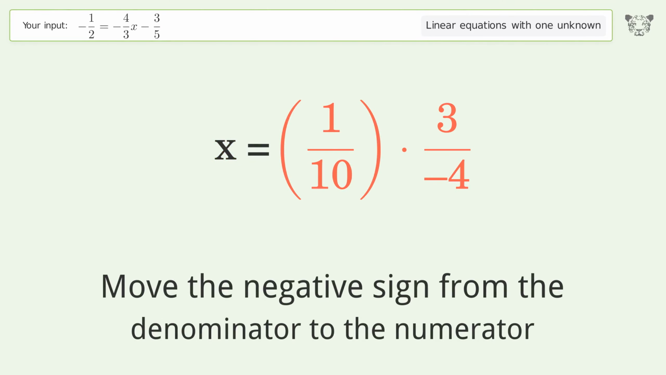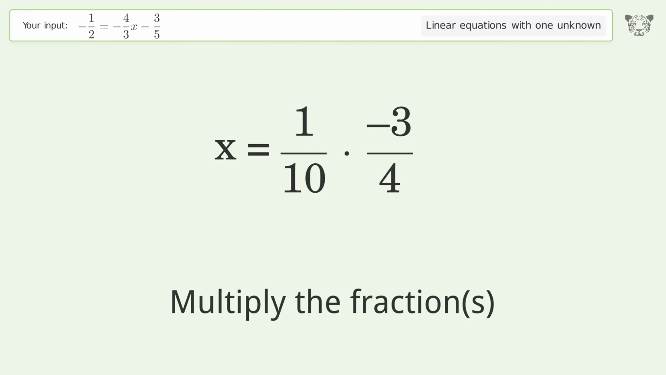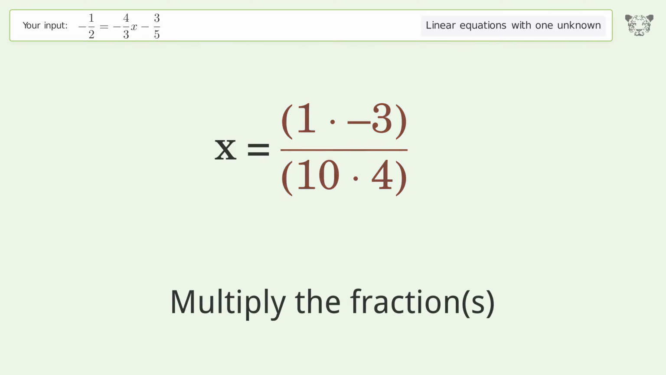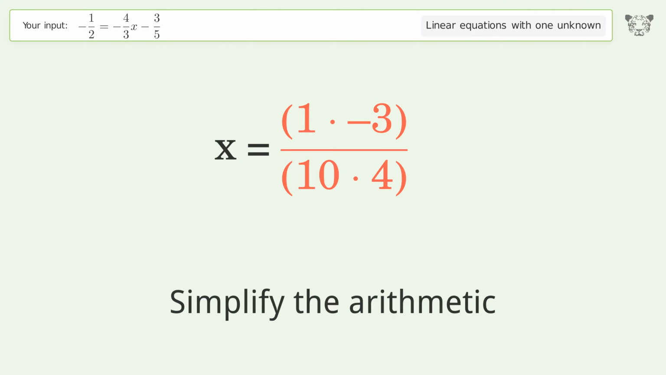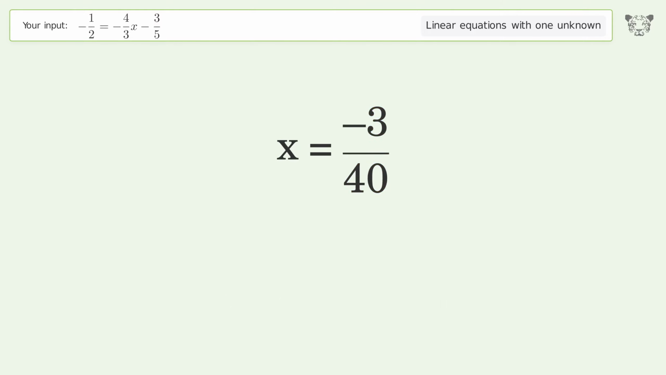Move the negative sign from the denominator to the numerator. Multiply the fractions. Simplify the arithmetic. And so the final result is x equals -3/40.